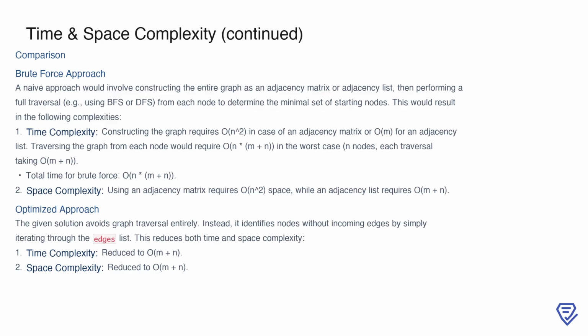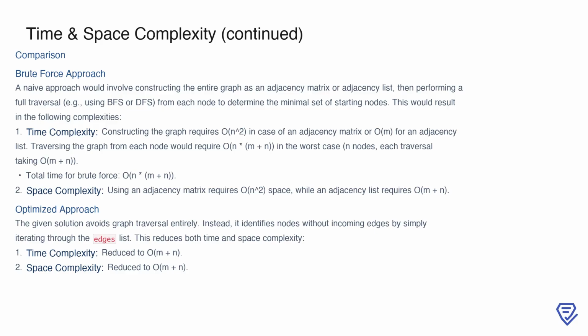Constructing the graph as an adjacency matrix would require O(n squared) time, or O(m) for an adjacency list. More significantly, performing a traversal from each of the n nodes would require O(n * (m plus n)) time in the worst case, as each traversal could take O(m plus n). This results in an overall time complexity of O(n * (m plus n)) for the brute force approach. Furthermore, the space complexity of a naive solution could be as high as O(n squared) for an adjacency matrix or O(m plus n) for an adjacency list.